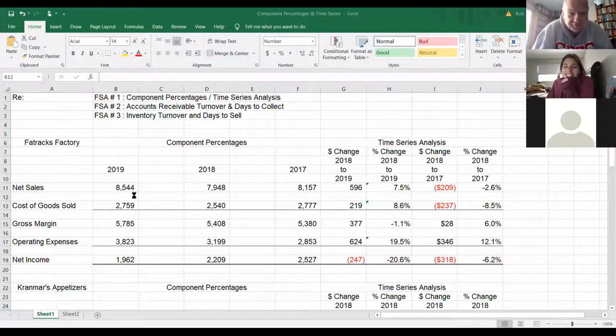Okay. Here is the grid. The first part of this is component percentages, and this is super not hard. And you'll see why.